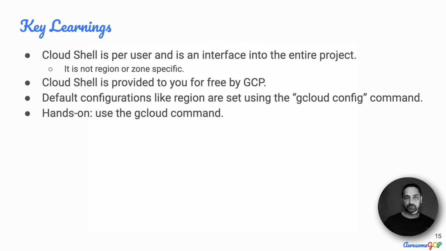What are the key learnings from this? Cloud Shell is per user and is an interface into a project or multiple projects. It is not region or zone specific and could get migrated. It is provided for you free by Google Cloud, and you don't have to provision it yourself. Click a button and it automatically appears in your browser. The way to set default configurations like region are done using the GCloud config command. To get some hands-on, I would suggest you do a couple of labs using the GCloud command.